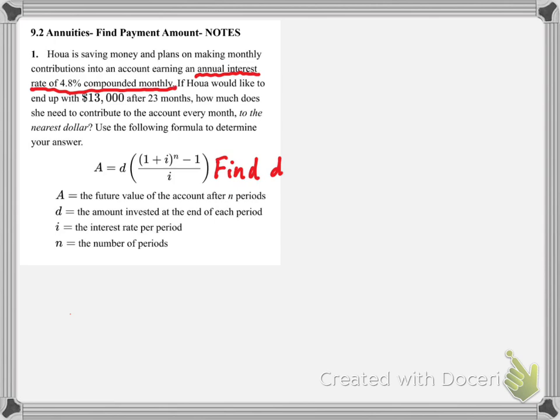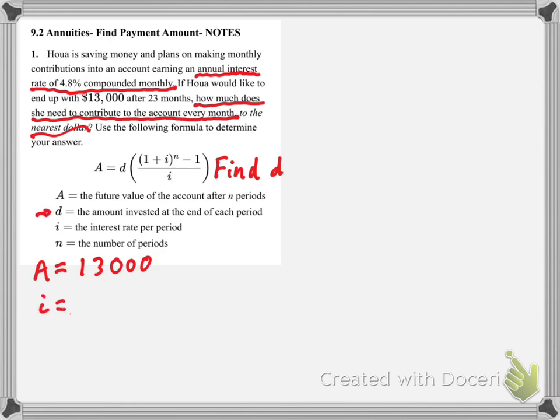If Hua would like to end up with $13,000 after 23 months, how much does she need to contribute to the account every month to the nearest dollar? So what they're saying is, how much does she have to deposit into her account every month to get to $13,000 after 23 months? So this time, A is the future value. Well, she wants $13,000. So that's A. We don't know what D is, so we've got to find D.